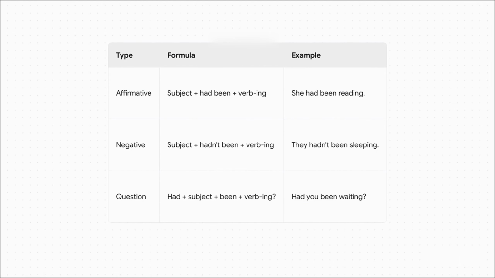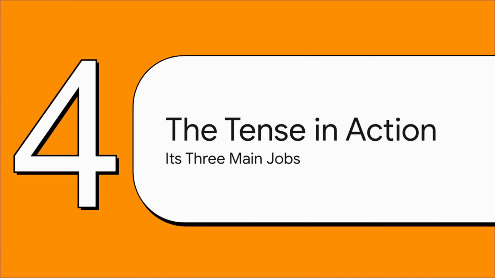And honestly, the best part is just how simple the formula is. It's the same for any subject. I, you, he, she, they, it doesn't matter. You just take your subject, you add had been, and then you tack -ing on your main verb. That's it. Want to make it negative? Just slide not right in there after had. And for a question, you just flip it and start with had. See? Super straightforward.